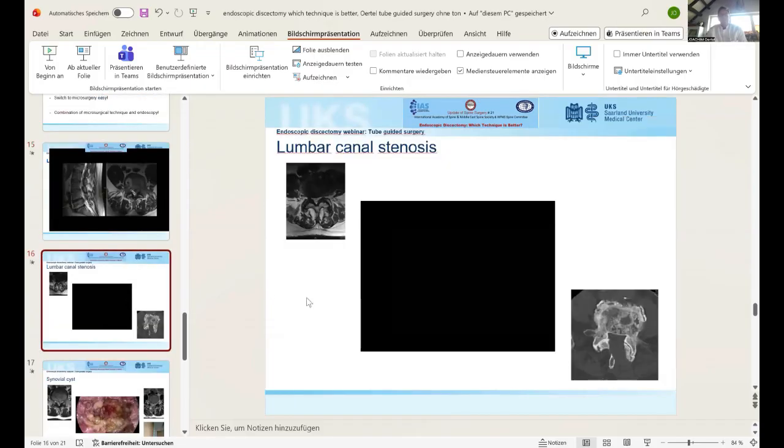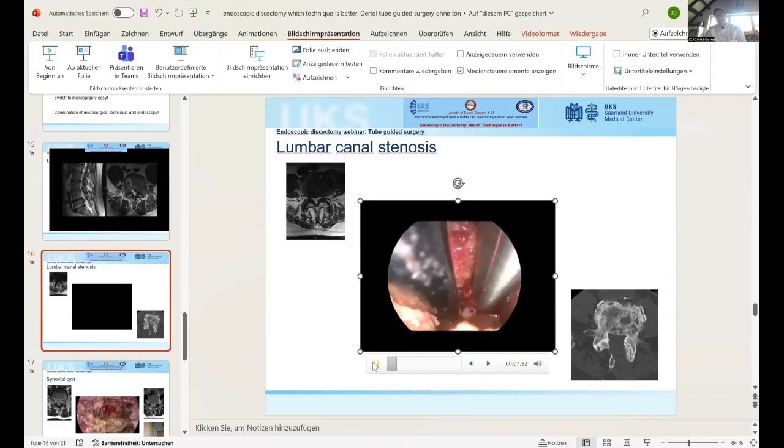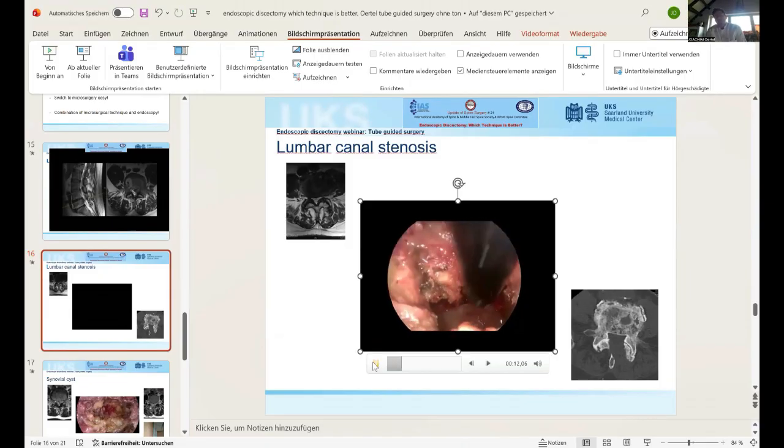So we talk about lumbar canal stenosis. You see here, this is a typical central lumbar canal stenosis, and this is the video. And you see here, this is the ipsilateral decompression, and this is already the contralateral decompression. And I always like to point this out. For the contralateral decompression, I think a good drill is mandatory.